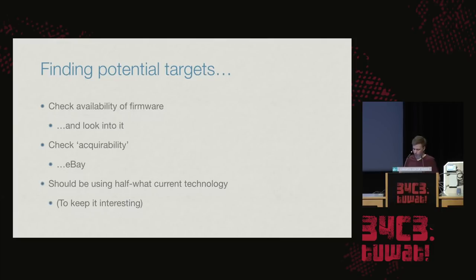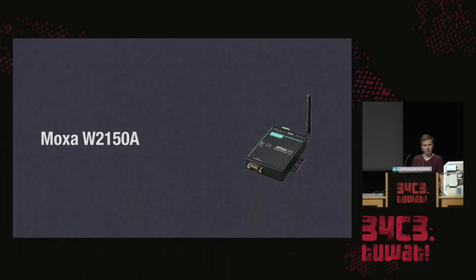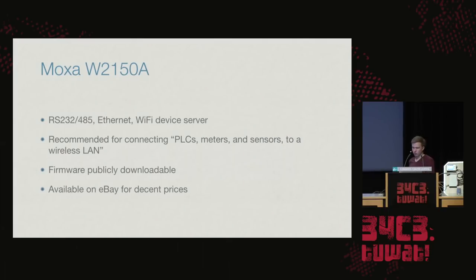So, yeah. The first device that I chose to really look at was the Moxa W2150A, which is this small device, which is also mounted on the board right here. Mainly because I found the firmware was available and it looked like an interesting device because it has Wi-Fi, and so if I manage to break into it, I can potentially jump an air gap. And the W2150A is just a simple device server, so you can connect any serial device, any RS-485 device simply to it, and it will be exposed via Ethernet or even via Wi-Fi. And you can download the firmware publicly, and it's available on eBay relatively cheap, like 150 bucks or something.